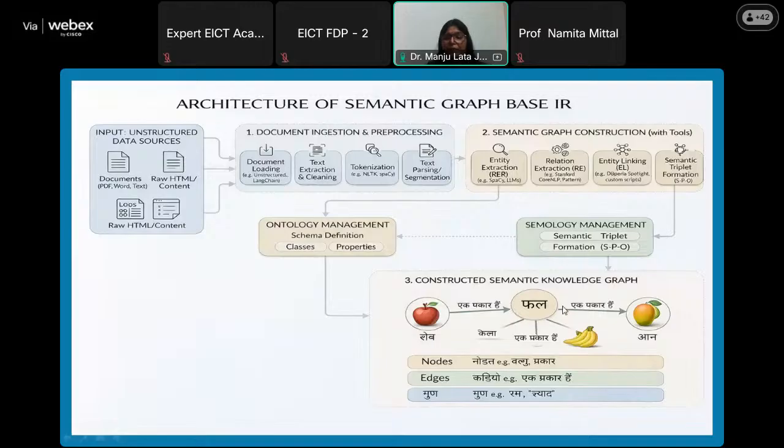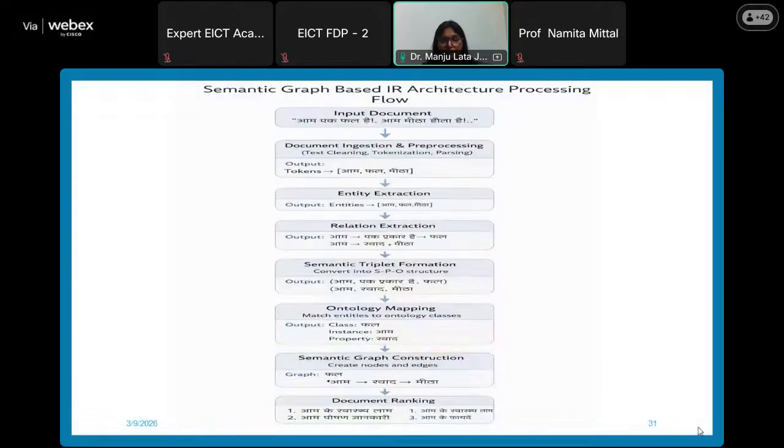These are the nodes. "Ek prakar hai" shows the relationship between the connected nodes. And "gun" means attributes, which are not shown here, but the color of the fruit, the taste of the fruit, the size of the fruit, etc. can be added. So this is how semantic graphs can be constructed, and these are the prior processing parts before constructing the semantic graphs.